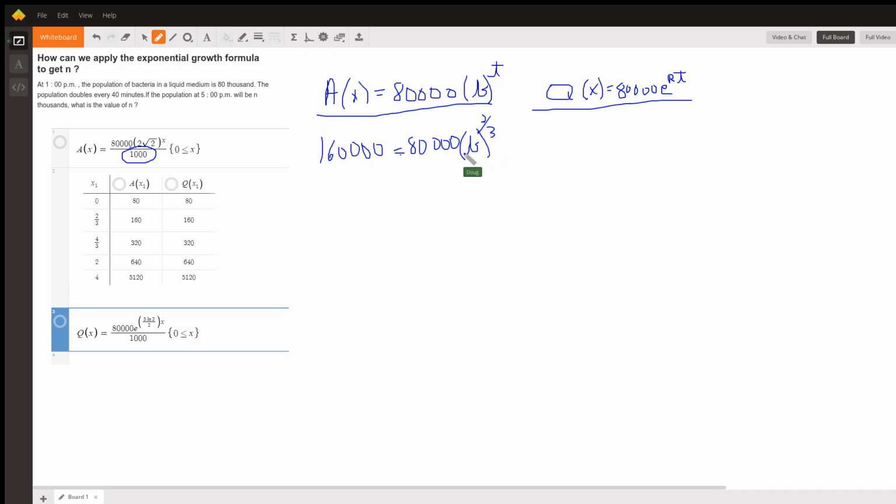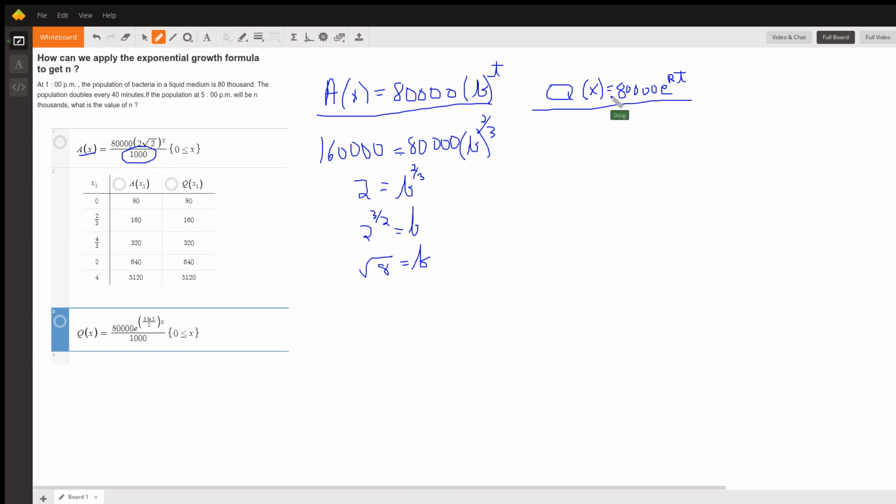So how can I solve for b? Well, I could divide both sides by 80,000, get b to the 2/3, and to solve for b, I raise both sides of this equation to the 3/2 power. So 2 to the 3/2 equals b. And 2 to the 3/2 is the square root of 8, or 2 radical 2. So that's what this a of x is, and that's how I determine this base of 2 radical 2.